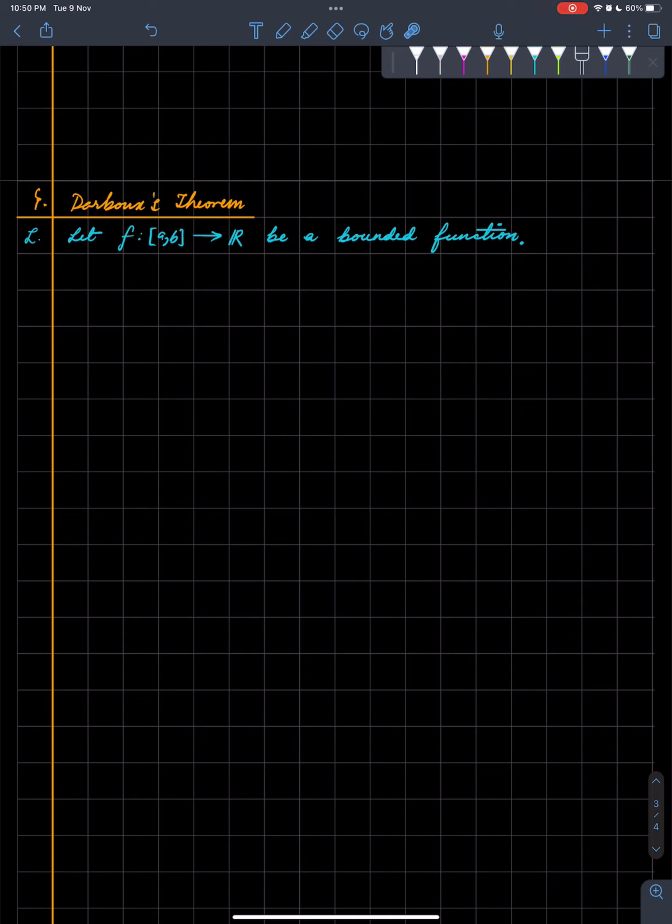So here is the first very simple fact. We start with a bounded function on the closed interval a comma b, and let tau be a subdivision of the domain of f, and let c be some point strictly between a and b.